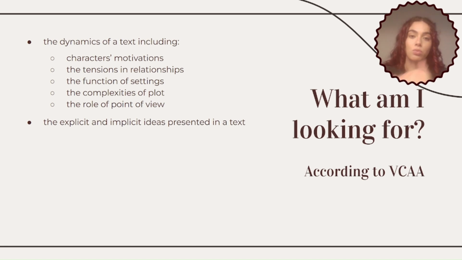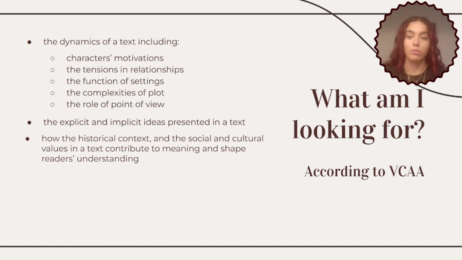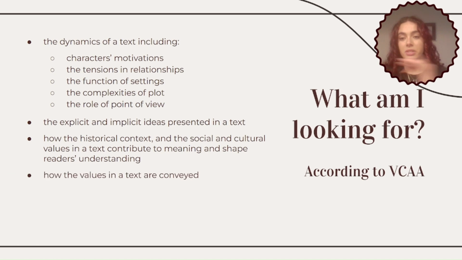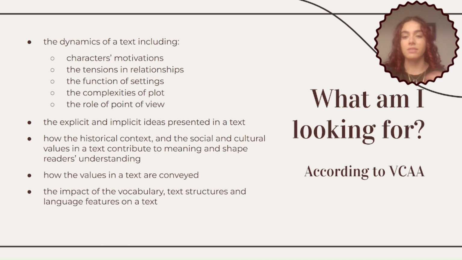And then this is pretty much word for word what VCAA was saying before in that rubric, all right? So the explicit and implicit, how these different contexts and values shape meaning and our understanding of the text, values, how are they conveyed, the impact of the way it is written on the text, and how the way it's written shapes our understanding, okay?